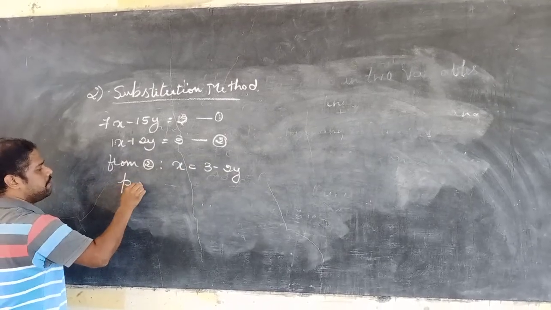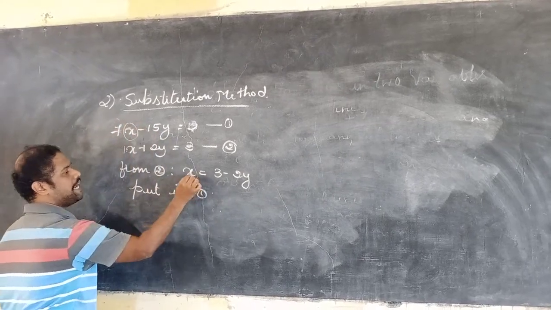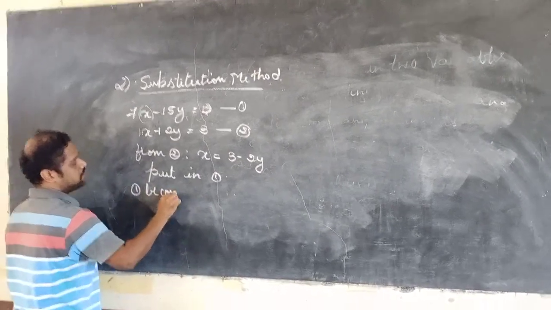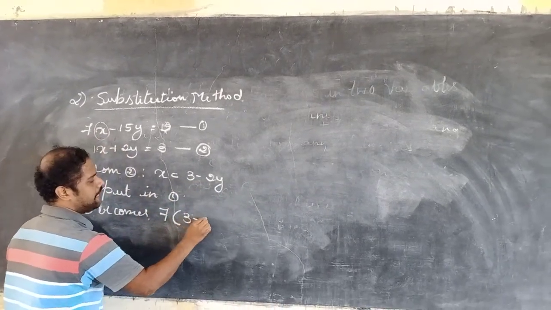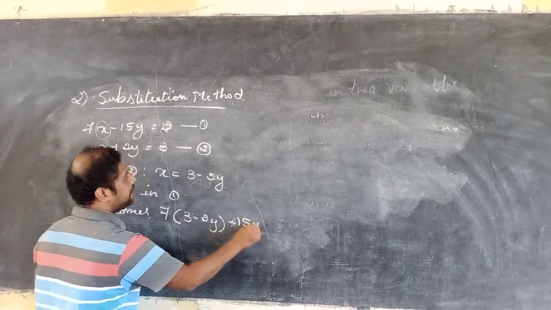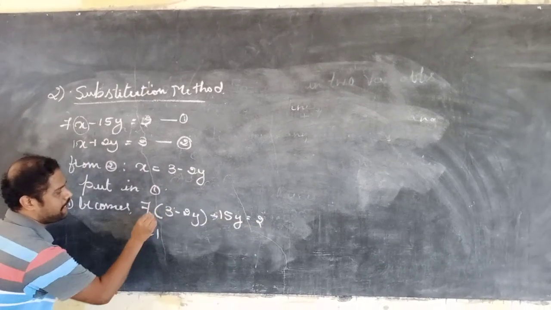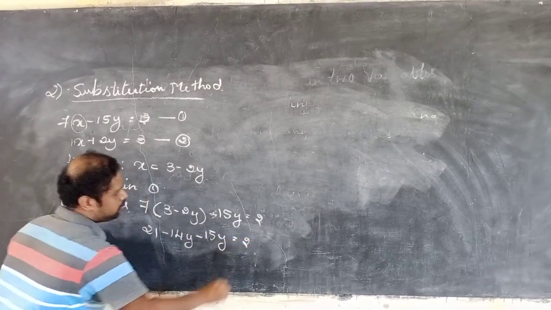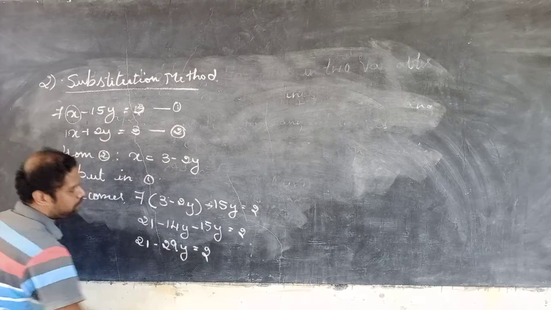Now here we have x is equal to 3 minus 2y. So put this in equation 1. Wherever x is there, we put x is equal to 3 minus 2y. Therefore, equation 1 becomes 7 into (3 minus 2y) minus 15y is equal to 2. Now simplify this equation: 7 into 3 is 21 and minus 7 into 2 is 14y, minus 15y is equal to 2. Therefore 21 minus 29y is equal to 2.